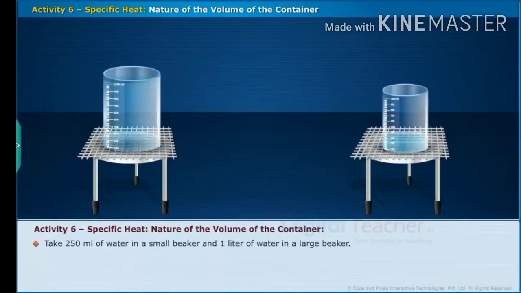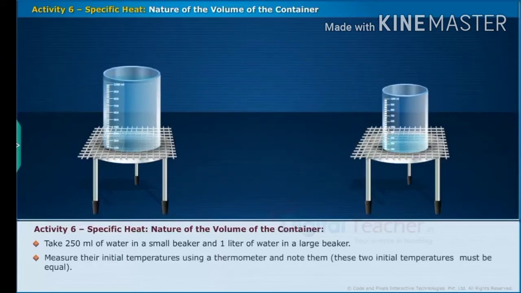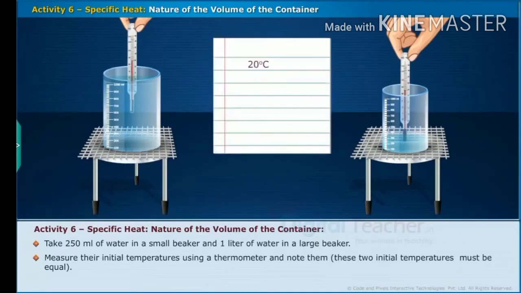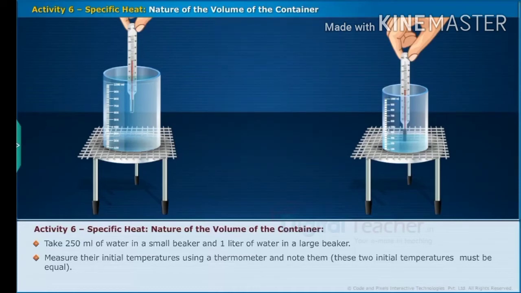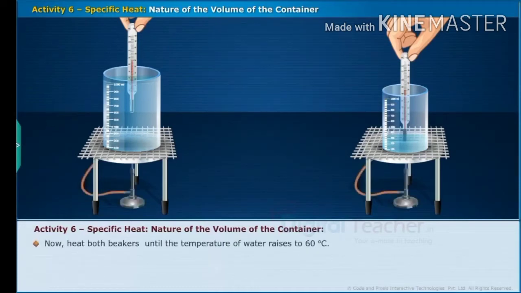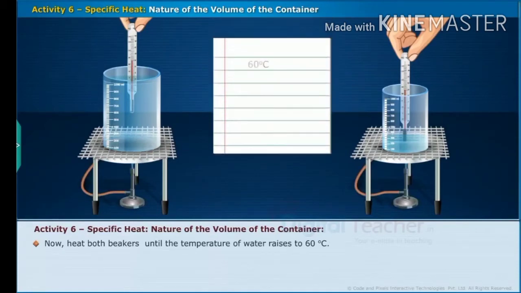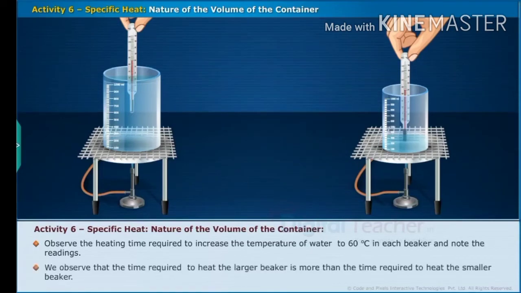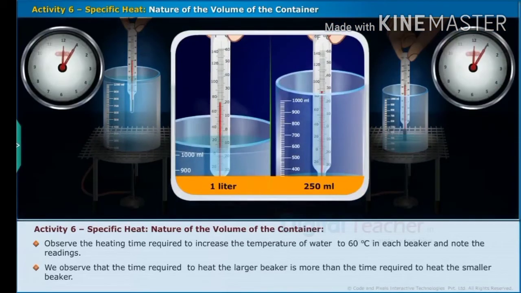Take 250 milliliters of water in a small beaker and 1 liter of water in a large beaker. Measure their initial temperatures using a thermometer and note them. These two initial temperatures must be equal. Now heat both beakers until the temperature of water raises to 60 degrees Celsius. Observe the heating time required to increase the temperature of water to 60 degrees Celsius in each beaker and note the readings. We observe that the time required to heat the large beaker is more than the time required to heat the smaller beaker.